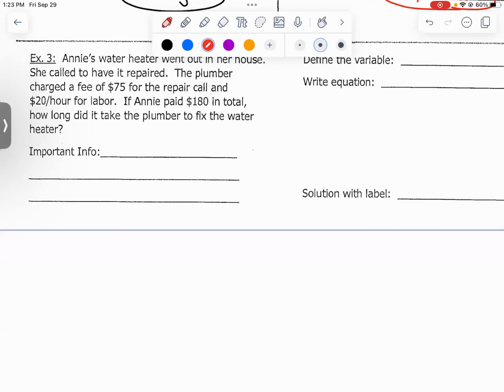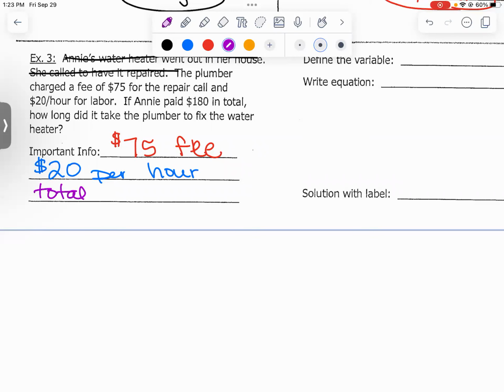Annie's water heater went out in her house. She calls to have it repaired. None of that is important. The plumber charges a $75 fee. Let's write that down. And $20 per hour. She paid a total of $180.